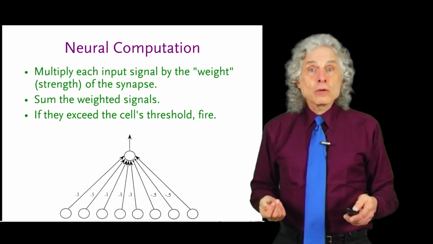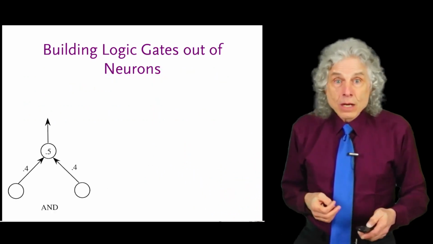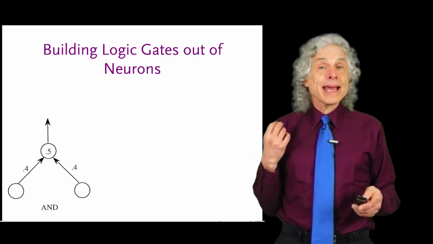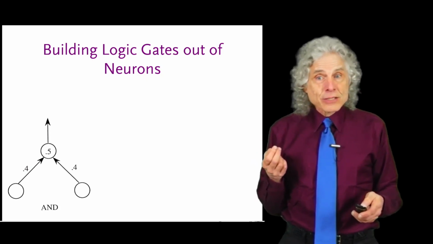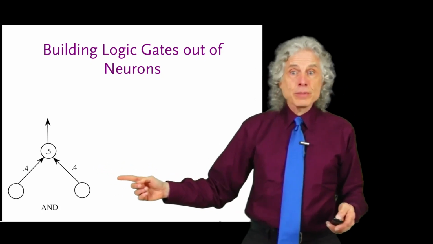Otherwise, it will remain at its prior low resting rate. Well, with those simple properties, we can build the elementary units of any computational system, namely logic gates. Here we have a three-neuron network that can compute AND.